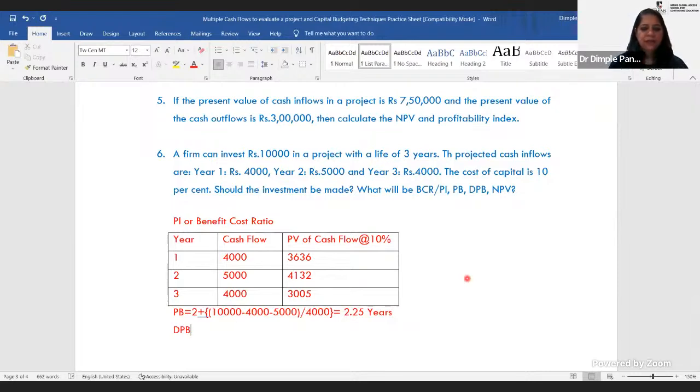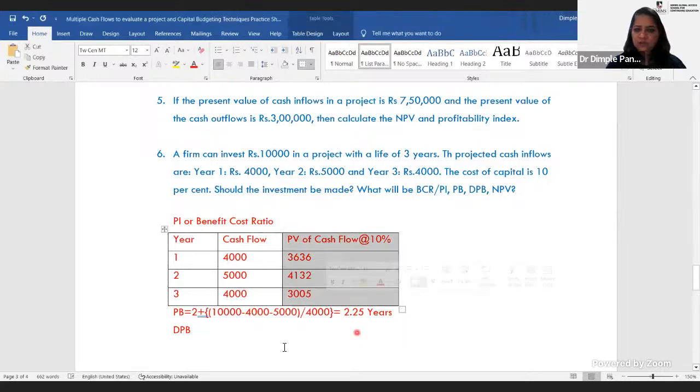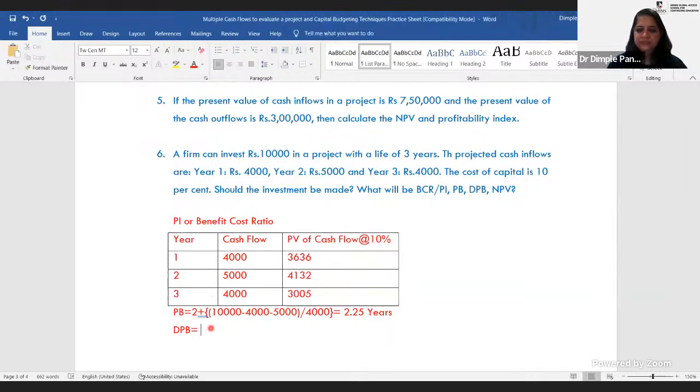Then I need the discounted payback period, for which I will look at the present value of the cash flows. Where is my answer? Again, between 2 and 3 only. Yes, 2 plus something. And how much is that something? That is going to be 10,000 minus 3636 recovered in the first year, 4132 in the second year. And I would recover this from 3005. How much is that? It has to be definitely something greater than 2.25, and that is 2.74 years.